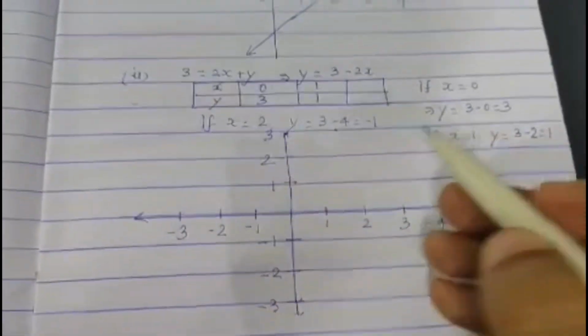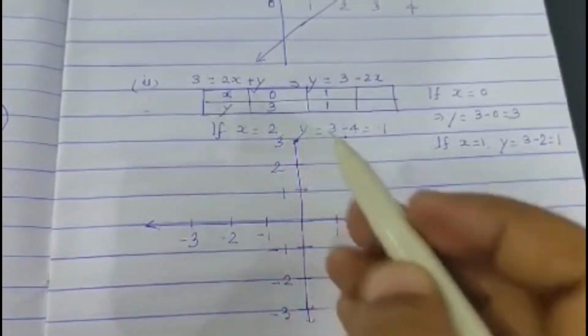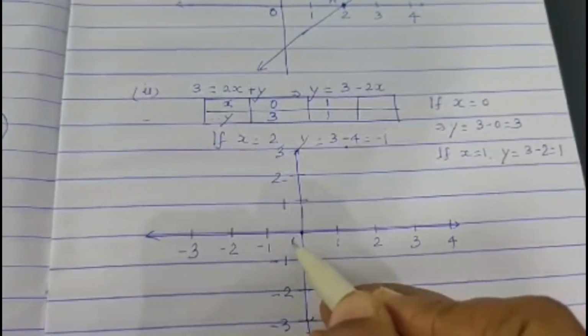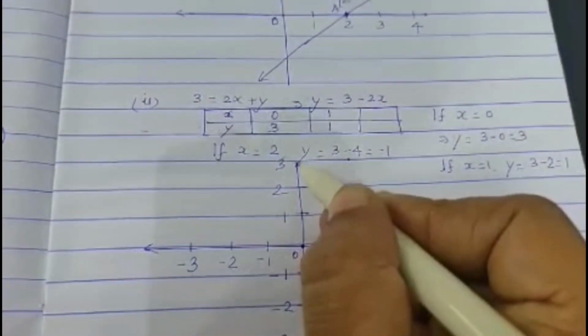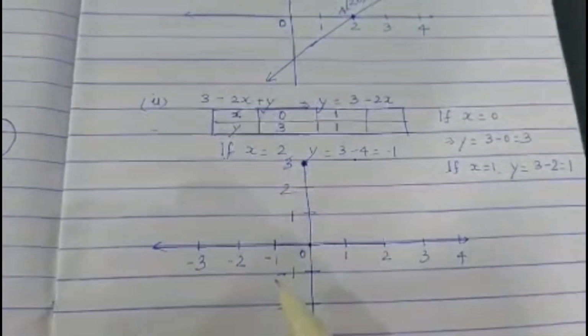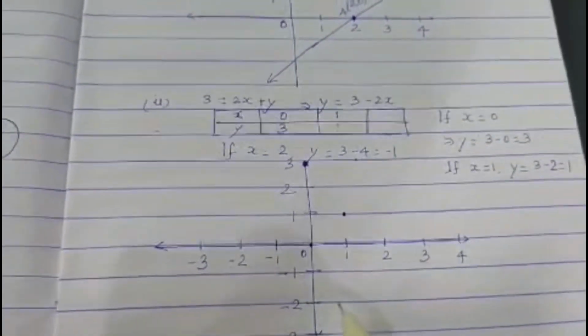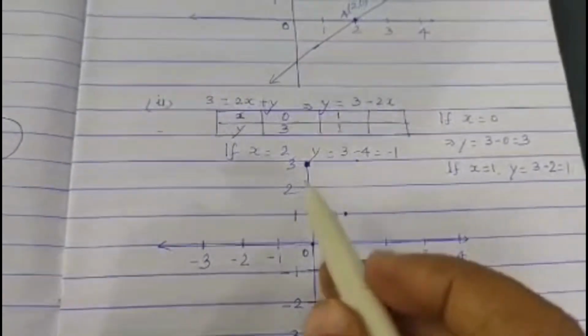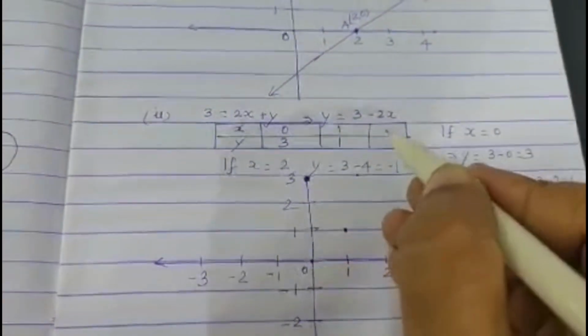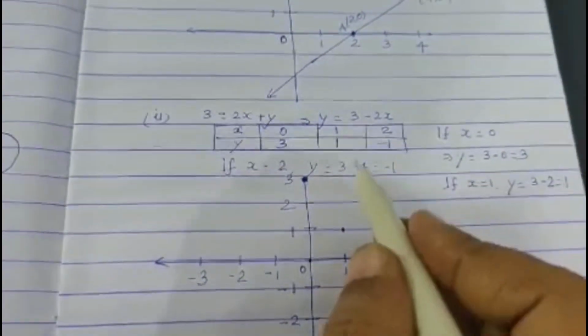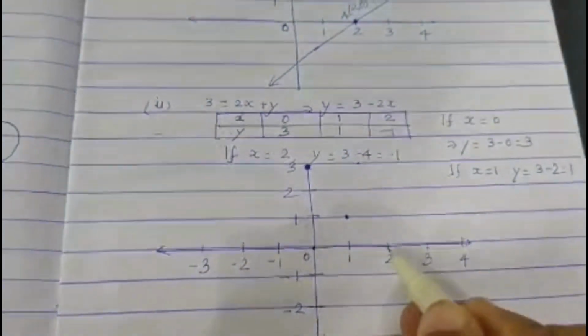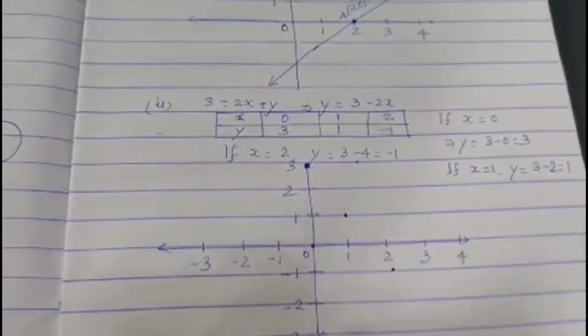First one is x equal to 0, y equal to 3. This will be the origin. So first point will be like this, 0, 3. Okay, second one is 1, 1, it will be here. Third one is we calculated 2 and minus 1. When x equal to 2, then y equal to minus 1. So 2 and minus 1, it will be lying here.